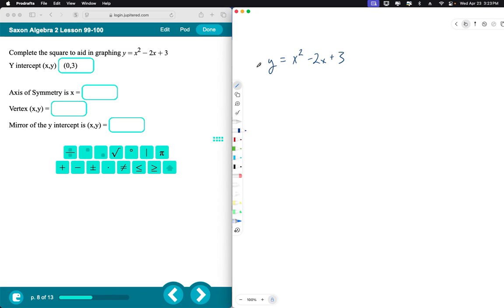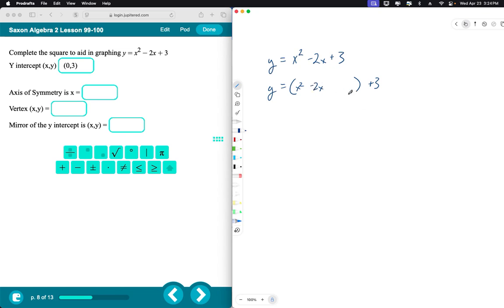So what we're going to do is we are going to create a space using parentheses and put this on the outside. So y is equal to, this is x squared minus 2x. We're going to leave a little space and put our parentheses, and we're going to move this plus 3. We're going to treat it like it is on the other side when it's just outside of the bracket, right? It's outside the parentheses. We're going to do the same thing we normally would when completing the square.